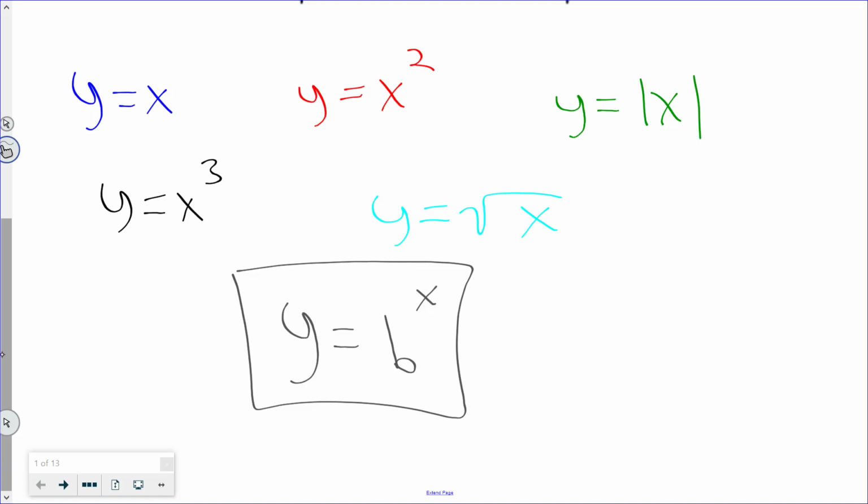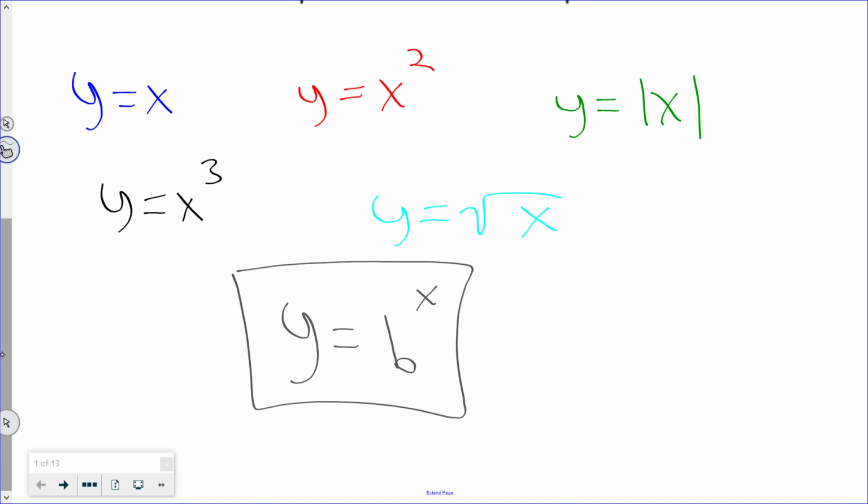So up until now, the x was always part of the base, and it's very easy to solve those types of equations. Now the x is in the exponent, and now we're going to have to solve for x with the variable being an exponent. All right, so that's the difference between exponential functions. Is that clear? All right.